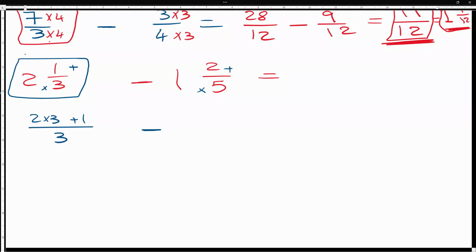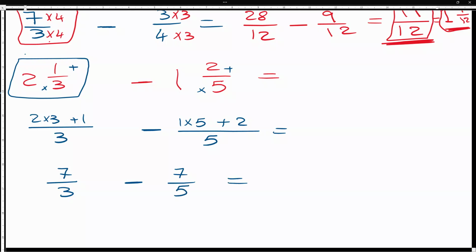multiply by the bottom, add the top. So it's 1 times 5 plus 2 divided by 5, which is equal. 2 times 3 is 6 plus 1, 7. So the question now is 7 out of 3 minus 7 out of 5. The denominators are different. What am I going to do? Multiply them to each other.